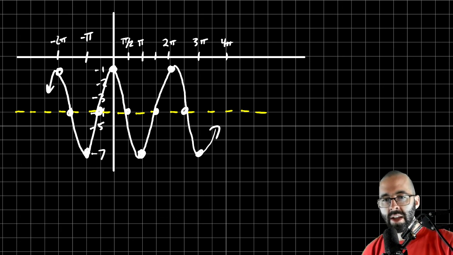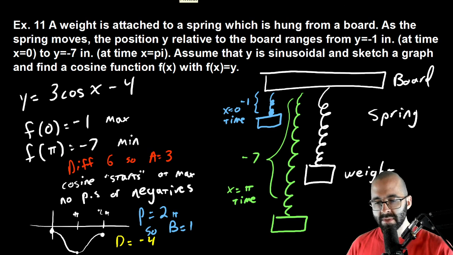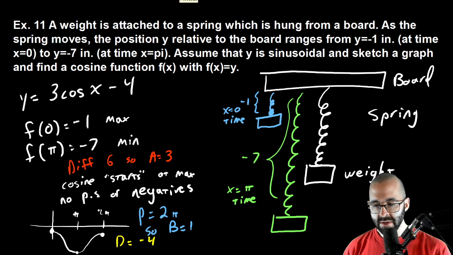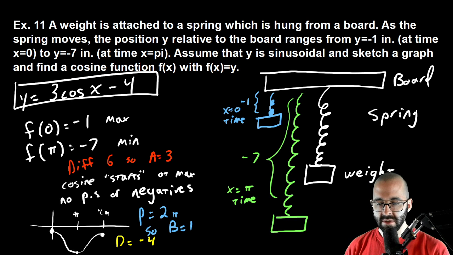All right, and that's a good answer. Let me know if you have any questions. I think we finished the problem. Assume that y is sinusoidal. Sketch the graph. We did that. Find a cosine function. We did that. We're good to go. All right.